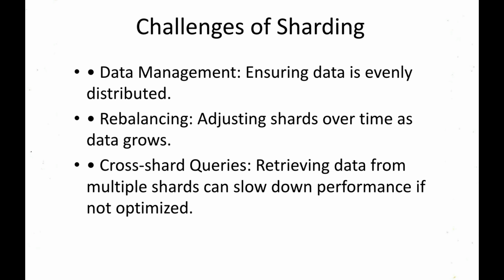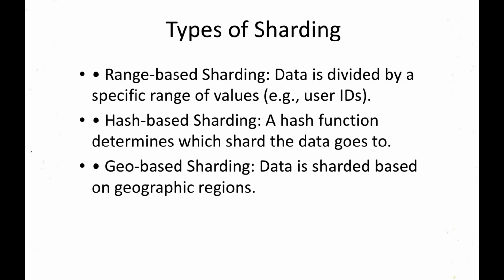Now let's quickly go over the different types of sharding. So I'll give you three. One is range-based sharding. This is where data is divided based on a specific range of values. For instance, if you're sharding based on customer IDs, as I mentioned, shard 1 might handle customer IDs 1 to 1,000, shard 2 with IDs 1,001 to 2,000, shard 3 with IDs 2,001 to 3,000, and so on.